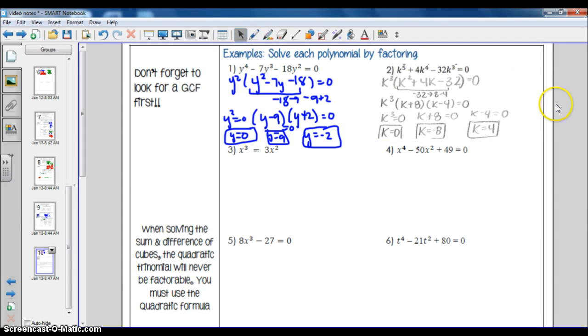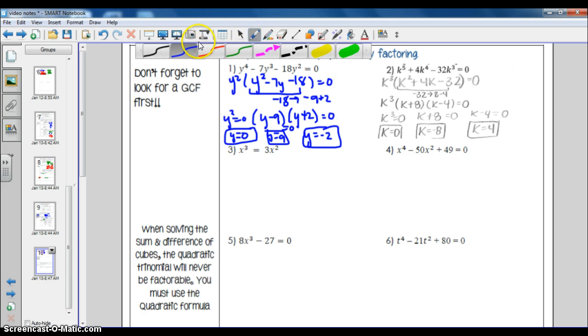All right, so let's go ahead and check number 2. Pulling out a k cubed, then factoring the trinomial here using 8 and -4, and then setting every single part equal to 0. So we should have 0, -8, and 4 as our zeros. All right, let's take a look at the next one here.